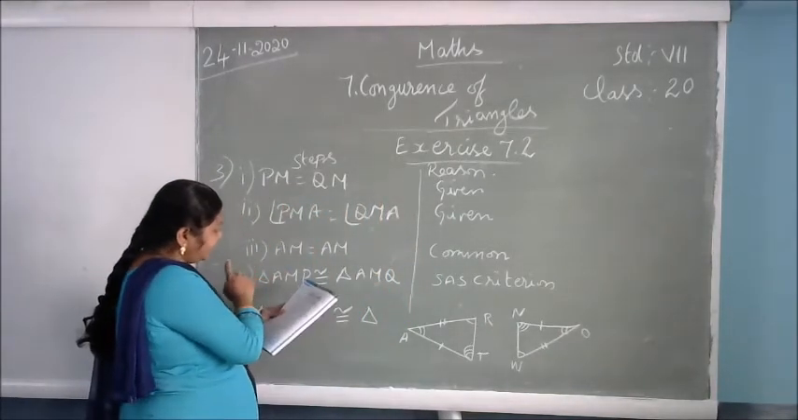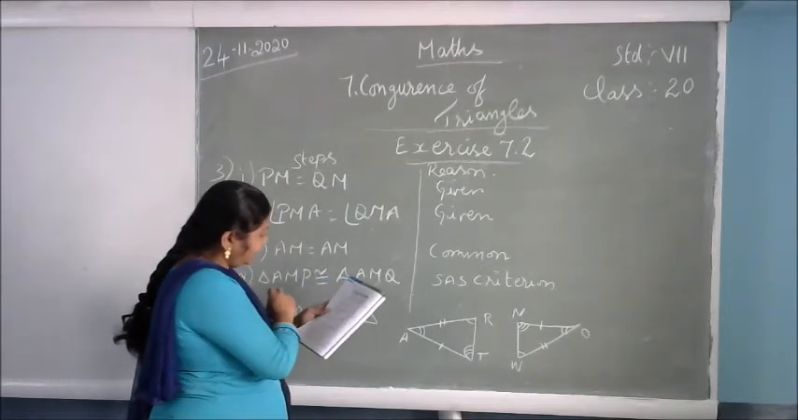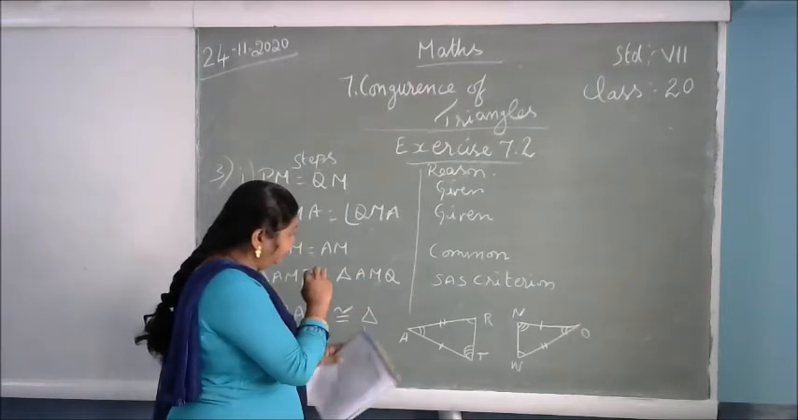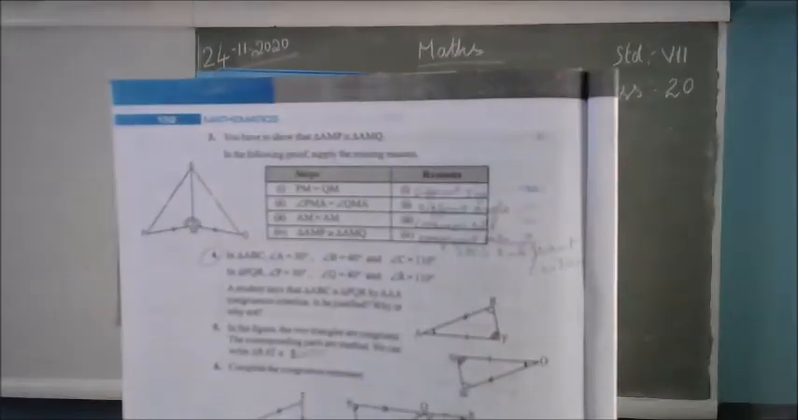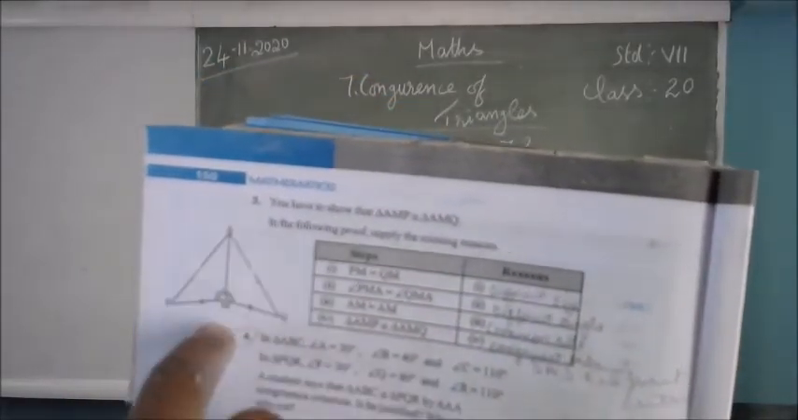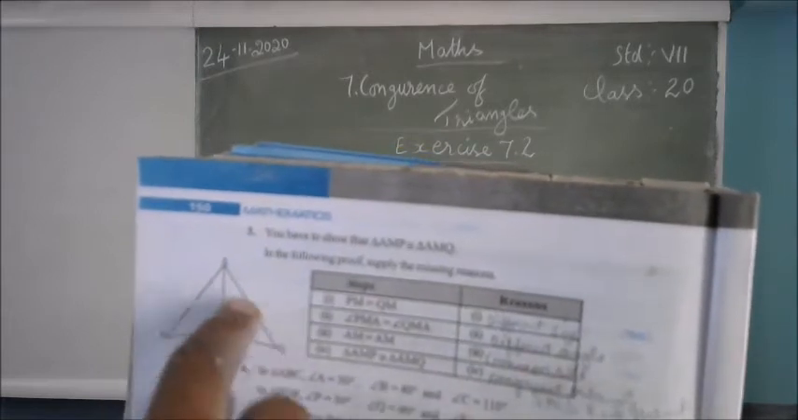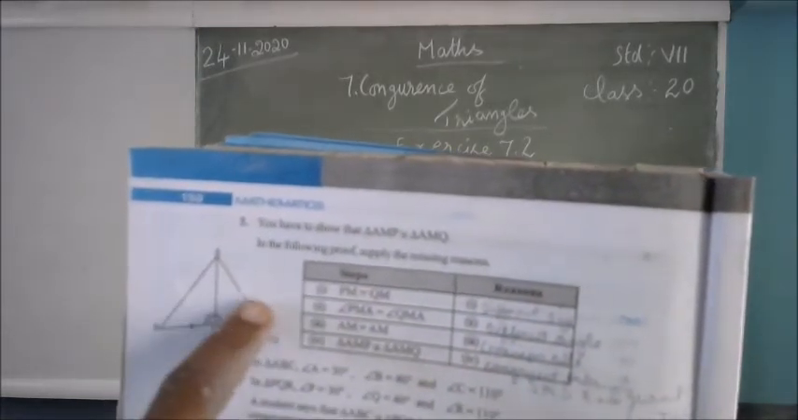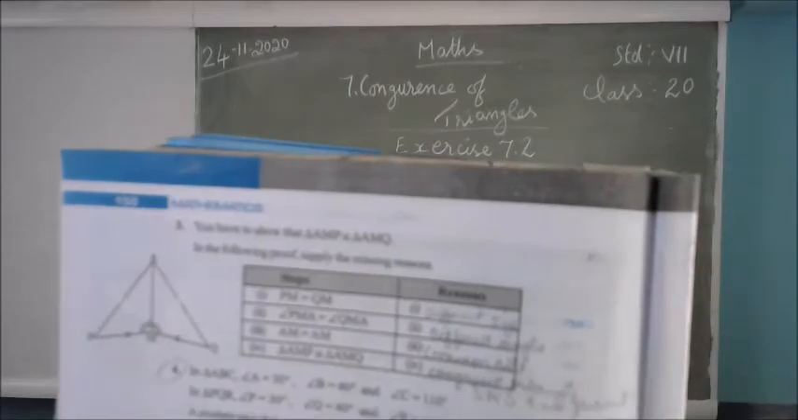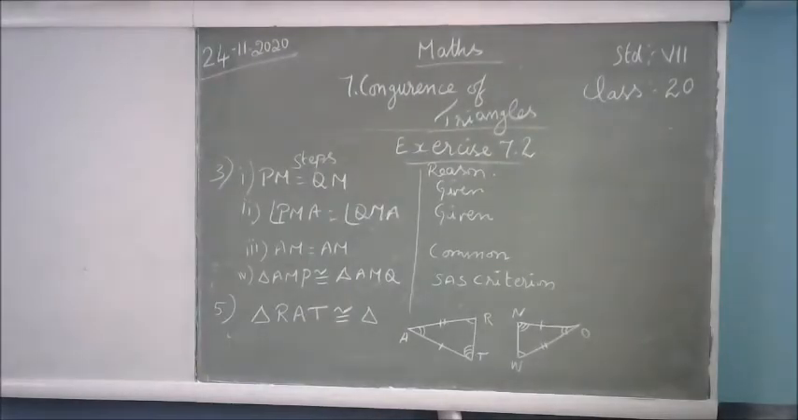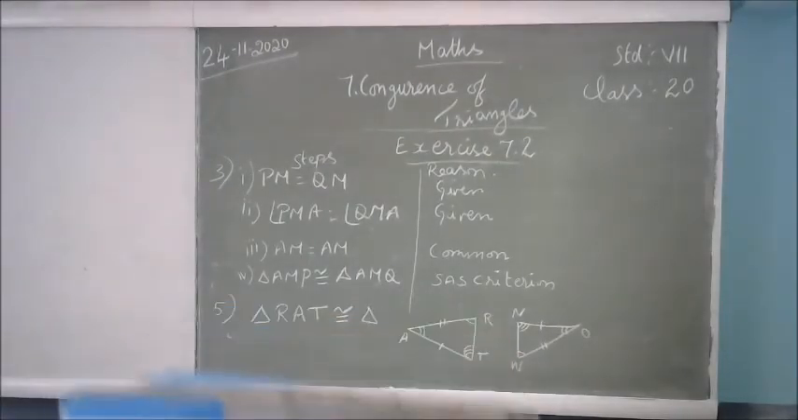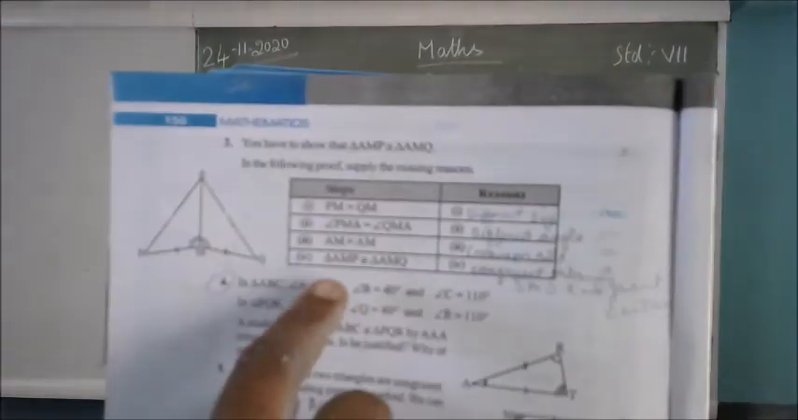Next, AM is equal to AM. The third one is AM is equal to AM. What is the meaning of that? If you are taking this triangle separately, AM is common for these two triangles. That's why AM is equal to AM. I wrote it's common, for two triangles.